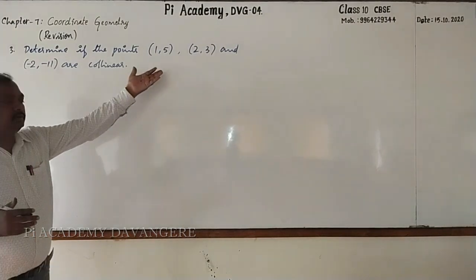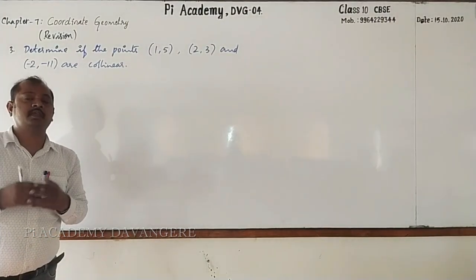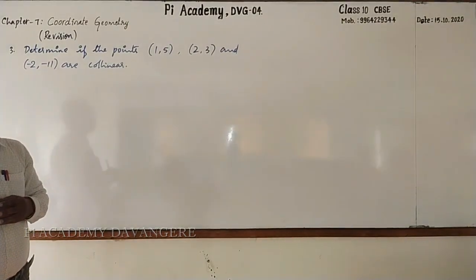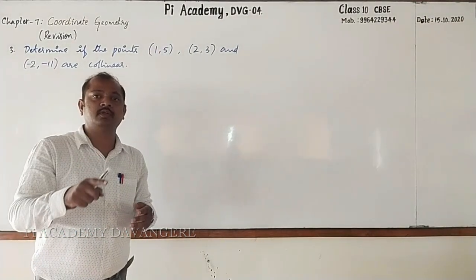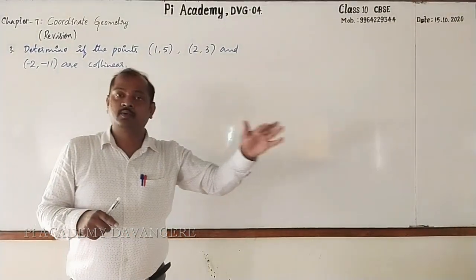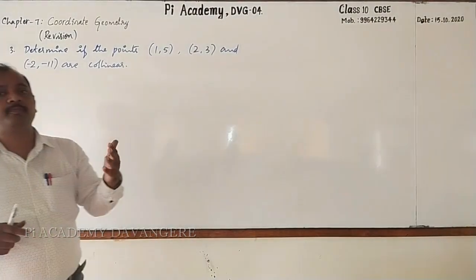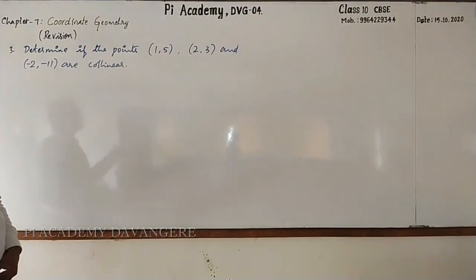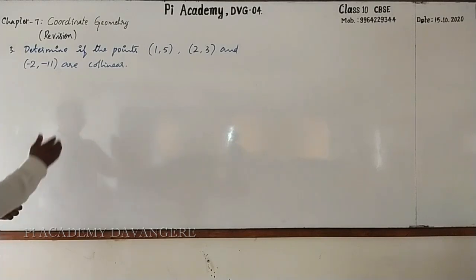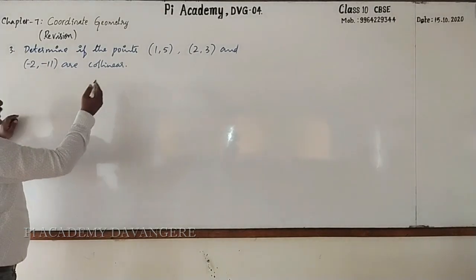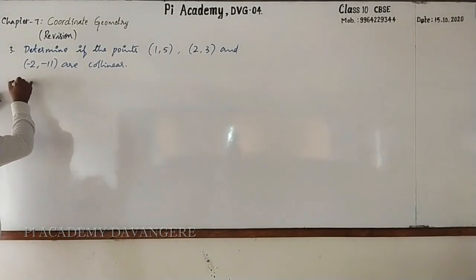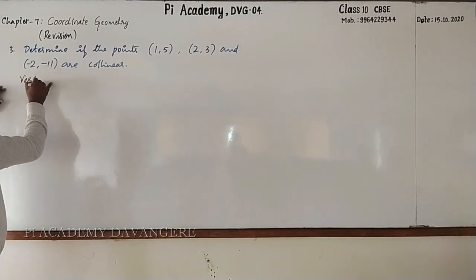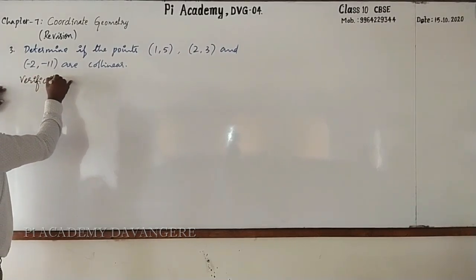We know that 3 points can form a triangle, right? If the area of the triangle is 0, then the points will be collinear. If the area of the triangle is not equal to 0, then the points will be non-collinear. Let's go for that. Let's find out the area of the triangle. Here I'll write verification. Go on writing with me.